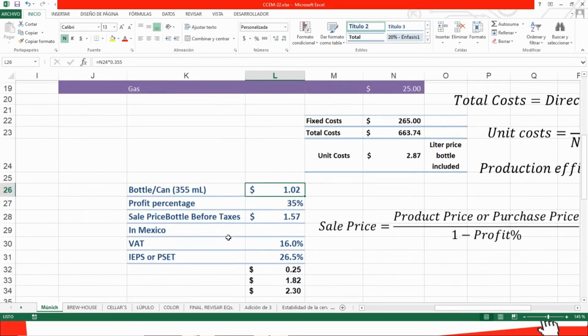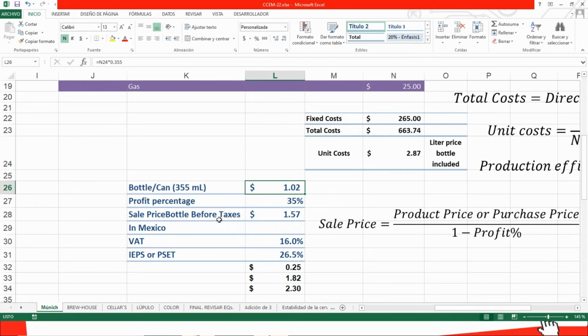And then if I want to apply the sale price formula, I'm going to apply 35% of profits. I just have to divide the $1.02 by 1 minus 35% of profits. So I have this number, and that's everything, and you can obtain your sale price.